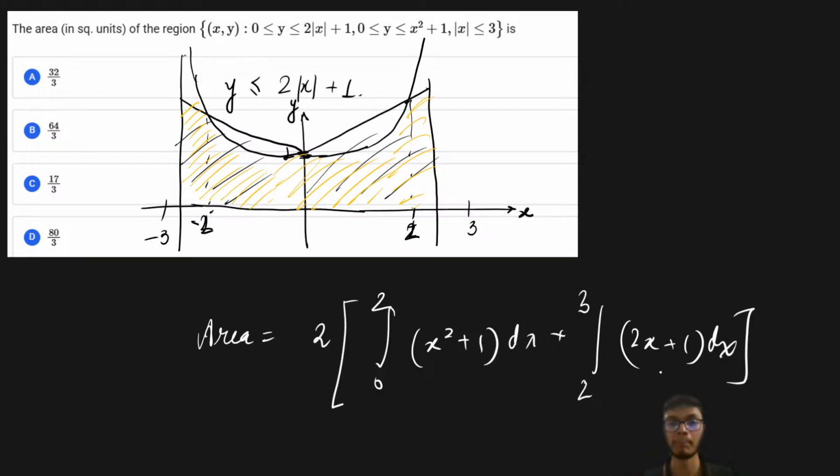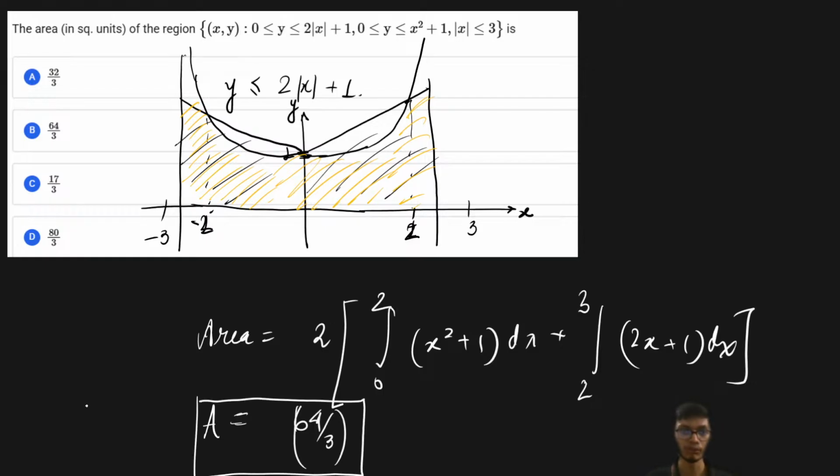So just a one-liner question. From here, if you just integrate it, the area you're going to get is 64 upon 3 square units. So therefore, the answer to this particular problem is going to be option number B. Option number B, as simple as that. All right, so I hope this particular part is clear to all of you.